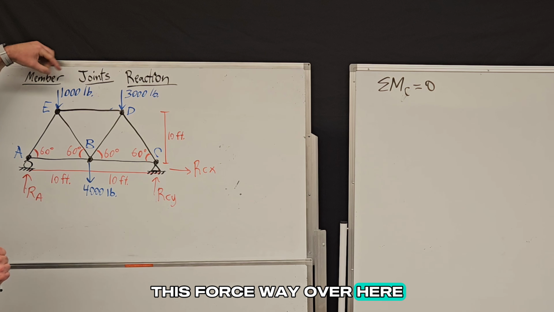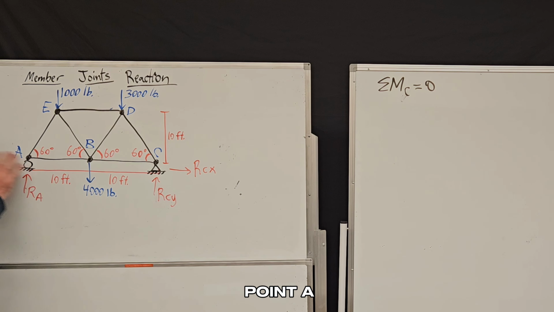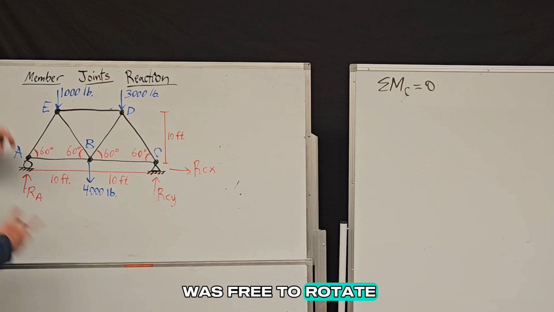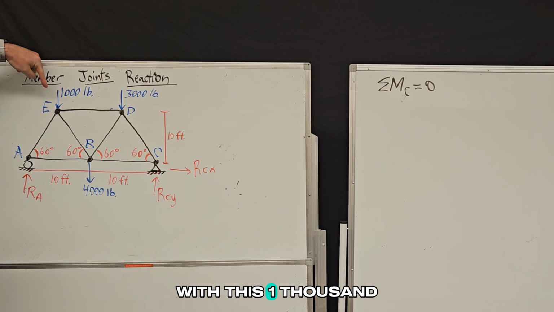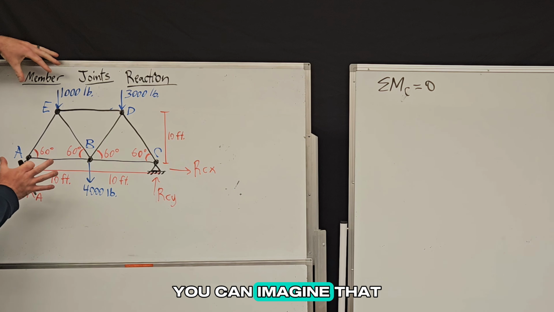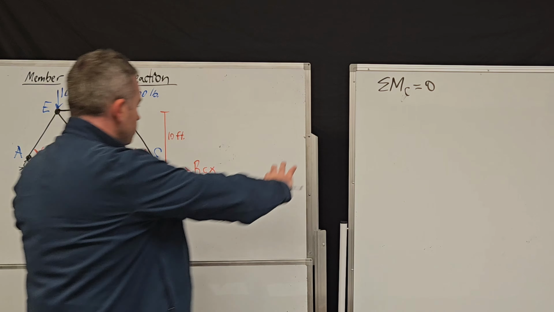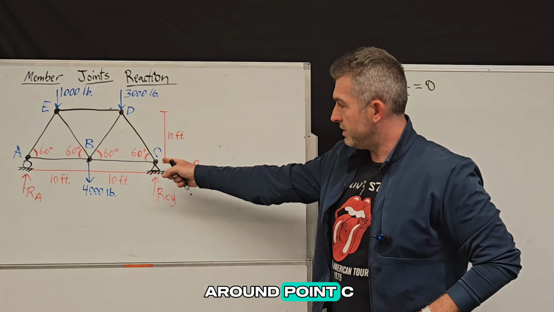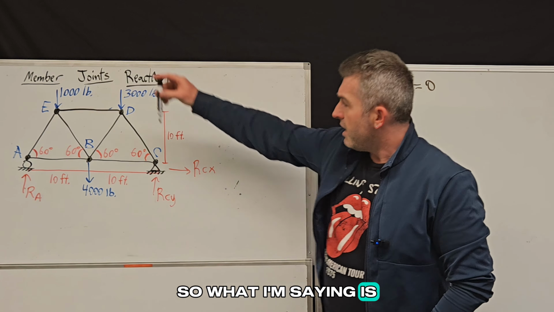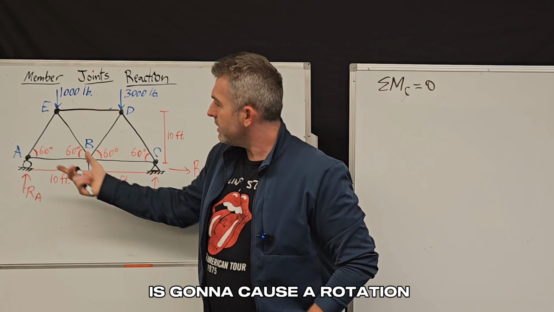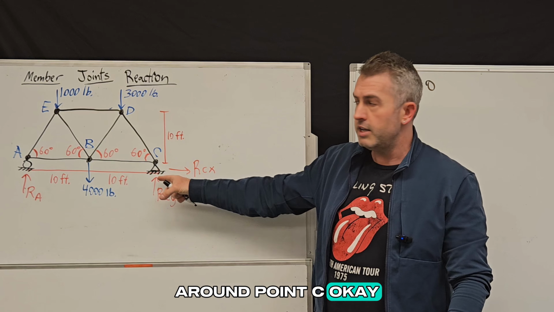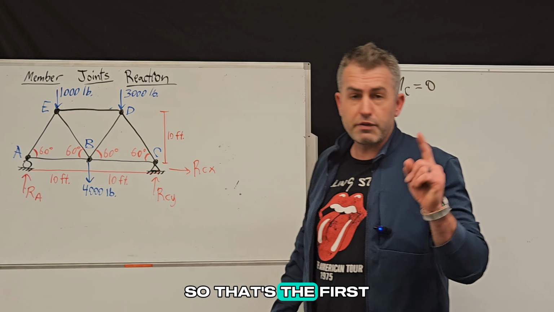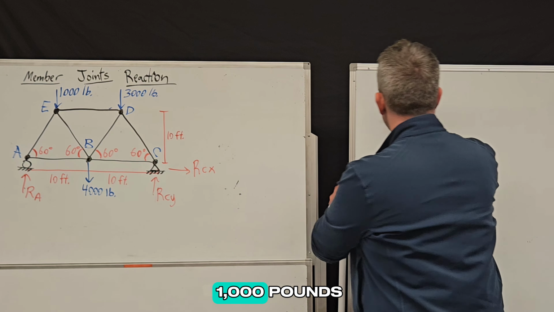This force way over here, imagine if I disconnected point A so that this bridge was free to rotate, and I pushed down on joint E with this 1,000 pound force, you can imagine that the whole bridge would start to rotate around point C. So what I'm saying is this 1,000 pound force is going to cause a rotation around point C, okay? So it creates a moment. So that's the first cause of a moment. So we're going to say 1,000 pounds.